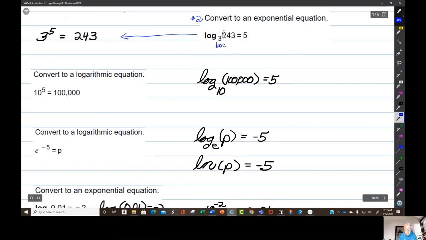This number in here, when I was a kid, you had to put it in parentheses. You had credit taken off if you didn't put it in parentheses. Now they don't. What do I know? Okay, anyway, this number though is called the argument, which is also going to translate into the other number.